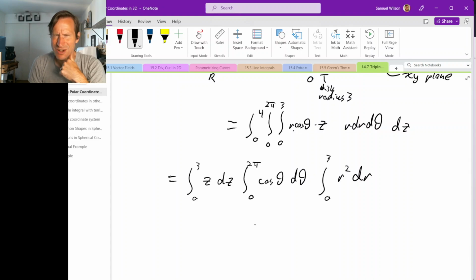And this all is going to come out to be 0 because this integral right here is going to be 0, right? This is going to give us sine theta from 0 to 2 pi. That's going to be 0. So this whole thing turns out to be 0. Okay.